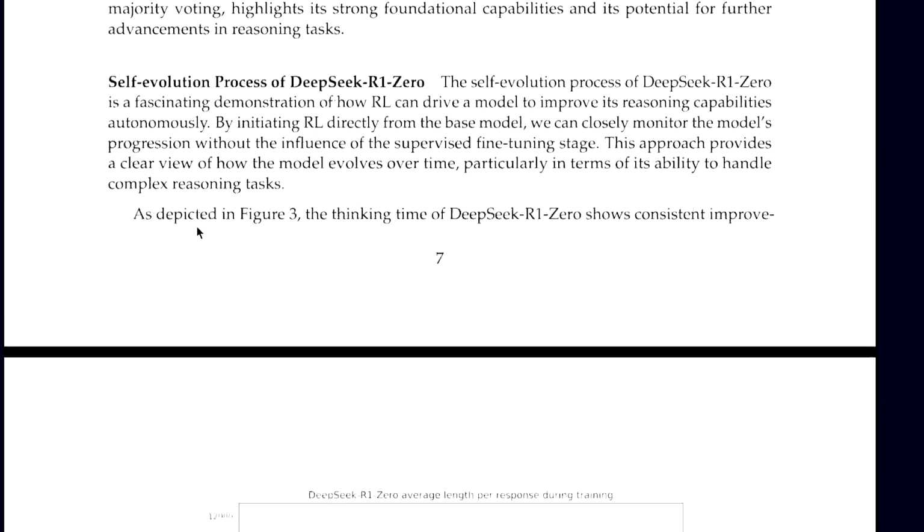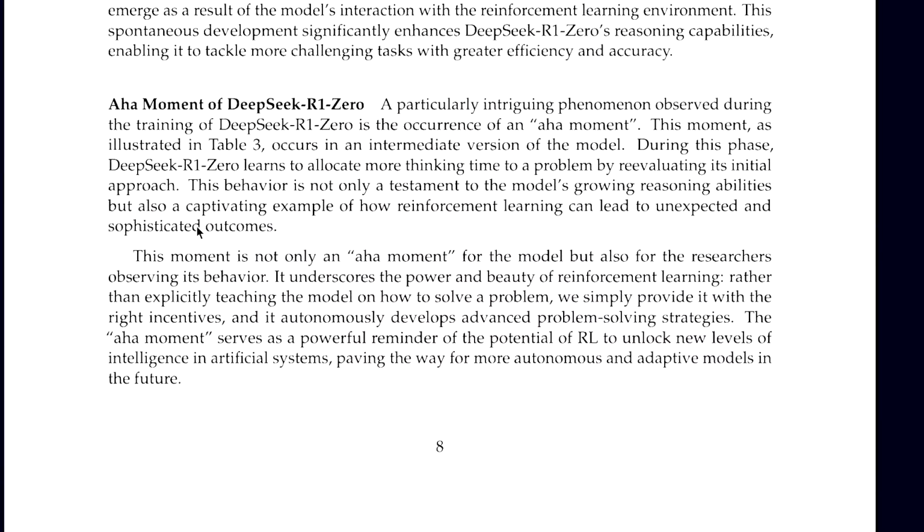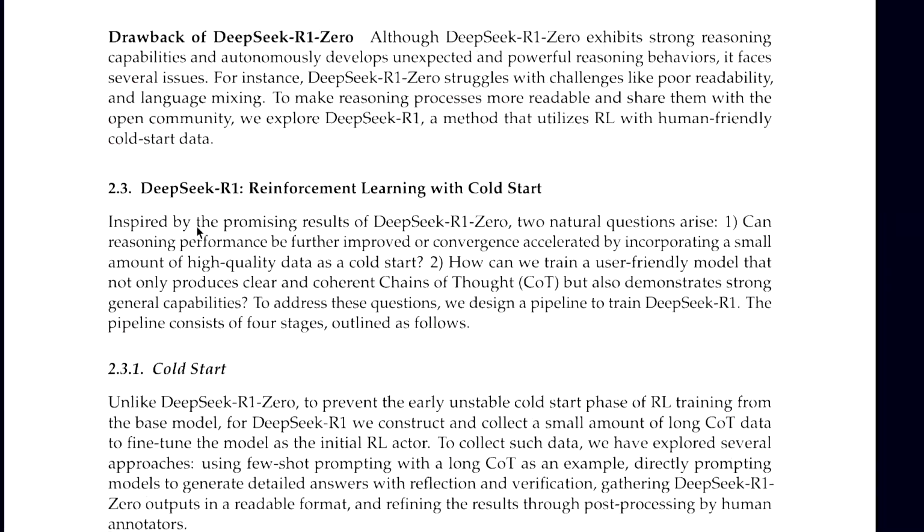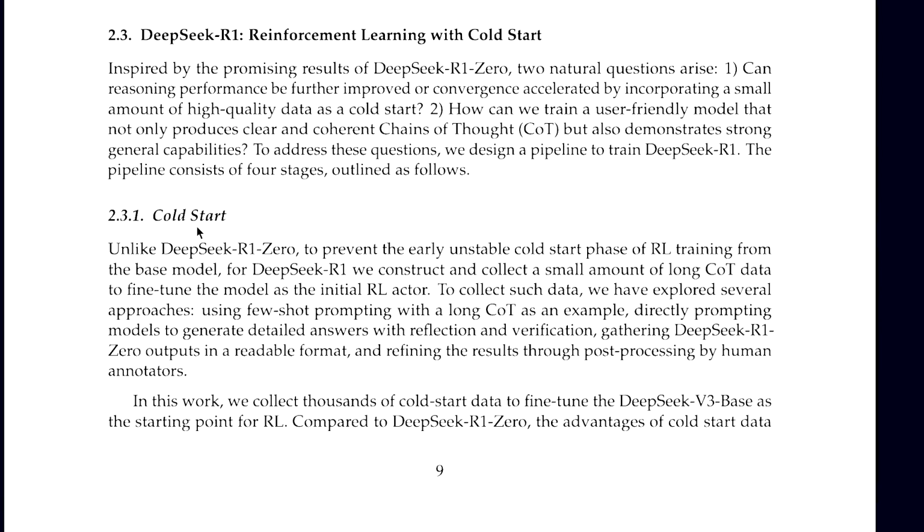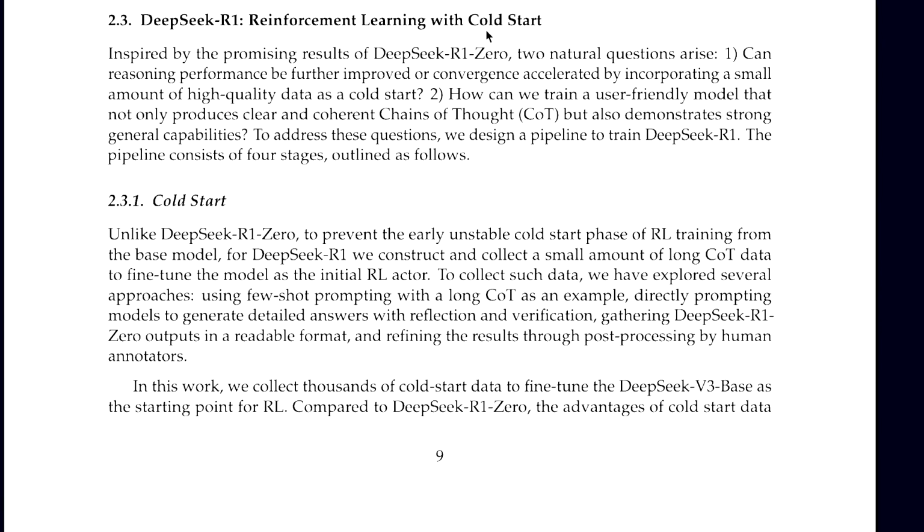Again, all of the code that I put there is open source. It's on my GitHub. You can go ahead and use this, and you can reproduce the experiments for yourselves. So again, if I come back to the original paper for a second, the two things that were really important here was this Coldstart. So section 2.3, reinforcement learning with Coldstart. Two natural questions. Can reasoning performance be further improved by incorporating a small amount of high quality data as Coldstart? That's exactly what we just did.